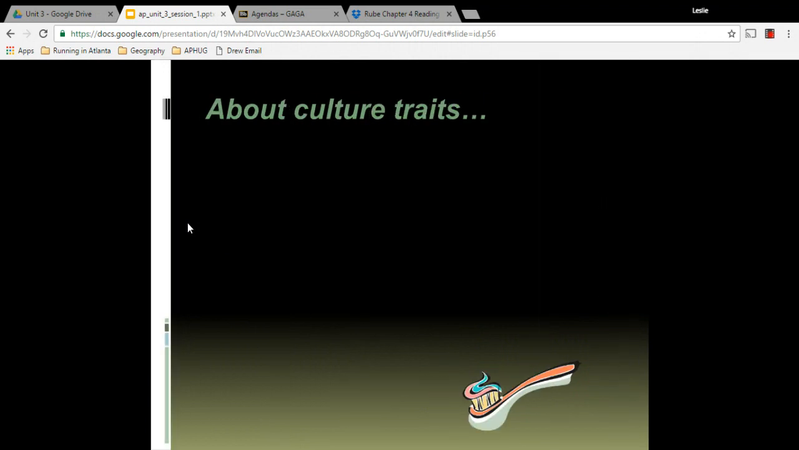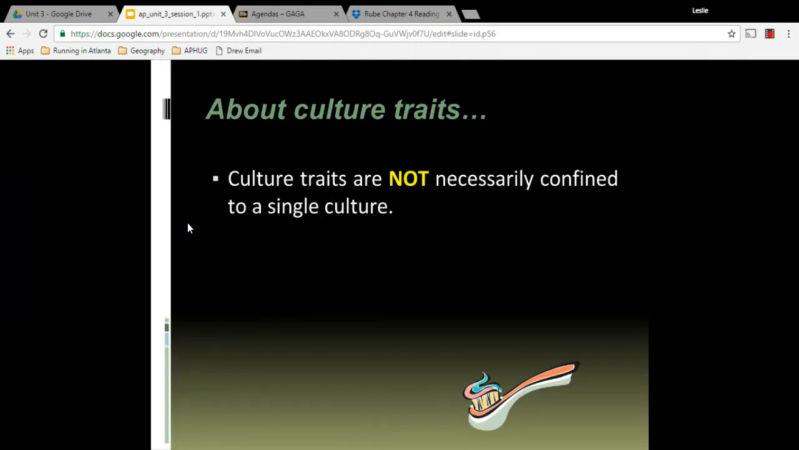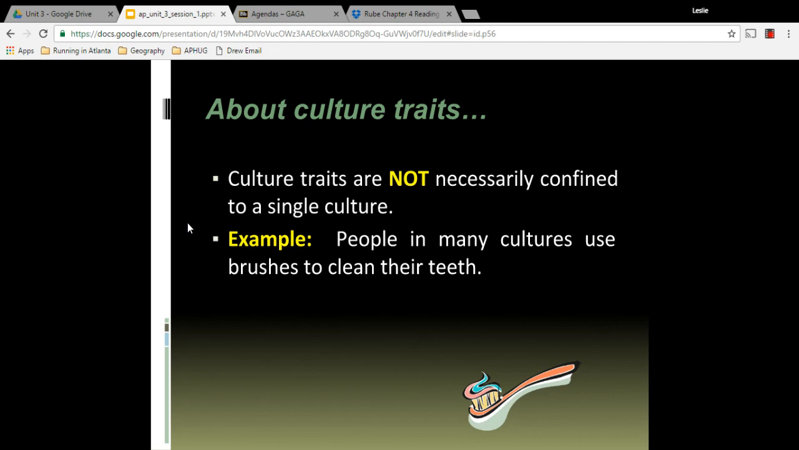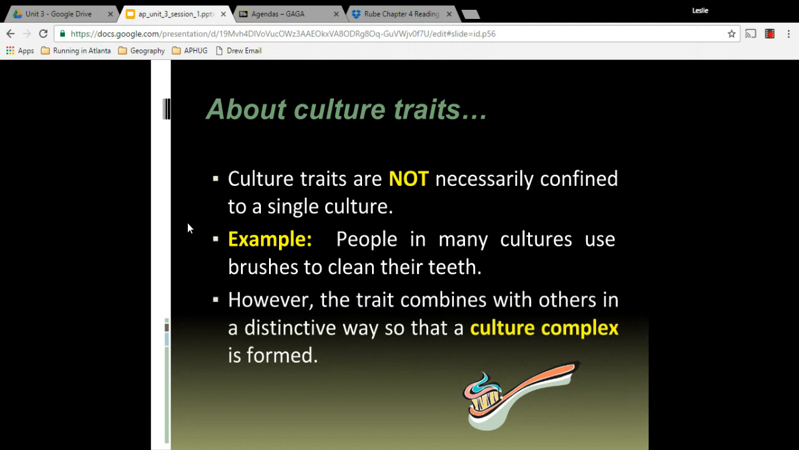All right, more about culture traits. So culture traits are not necessarily confined to a single culture. So for example, terracing is not confined to the Andes Mountain regions. Another example is that people in many cultures use brushes to clean their teeth. However, the trait combines with others in a distinctive way so that a culture complex is formed.